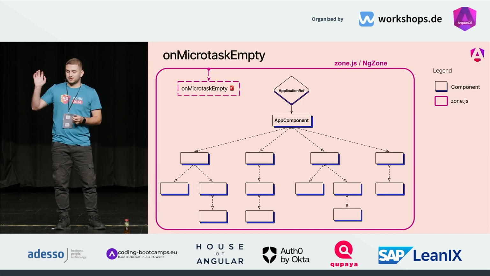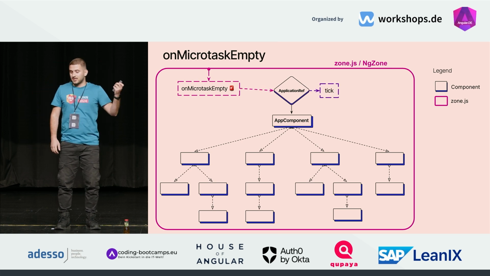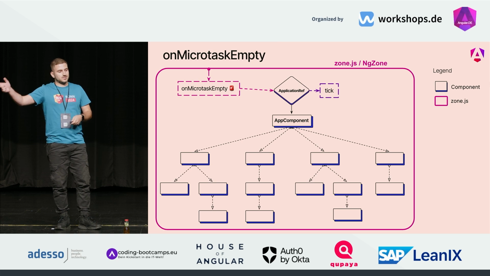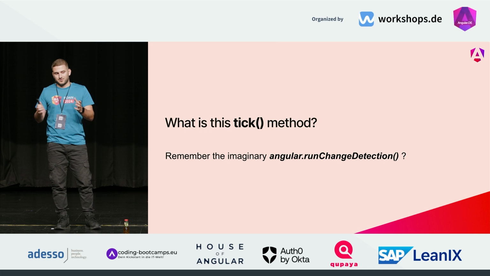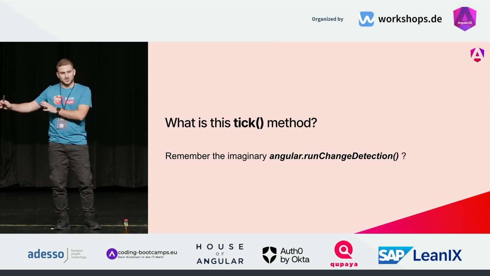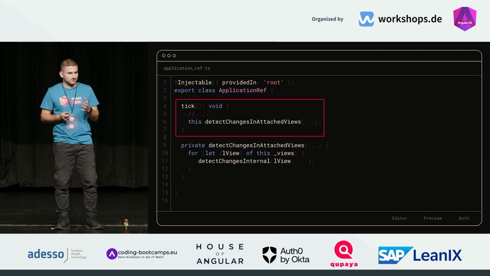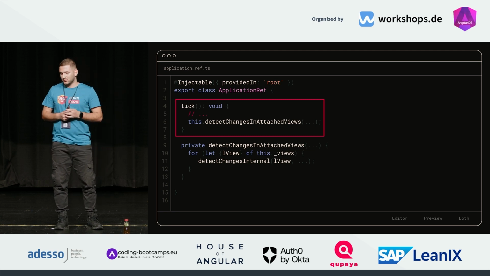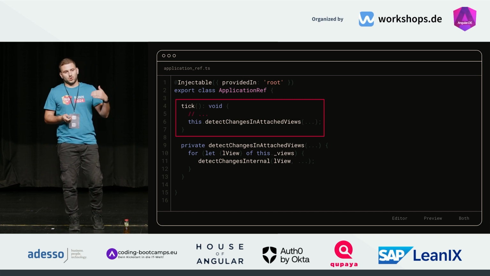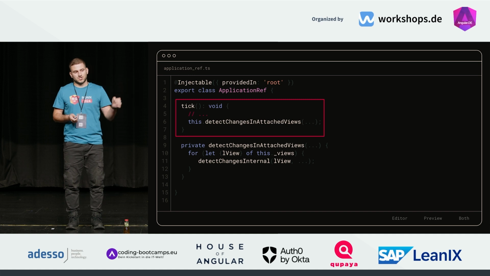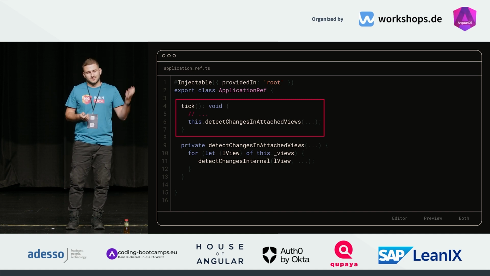So we have a tree of components, Zone.js, and when onMicrotaskEmpty fires, it goes to ApplicationRef and calls tick. But what is this tick method? Well, remember that imaginary Angular run change detection? That's mostly it, somehow. If you go into the tick implementation in the Angular source code, we'll see detectChangesInAttachedViews. What it does is iterate through all the root views and call detectChanges. You have probably used detectChanges when you import markForCheck, but that's the same thing.